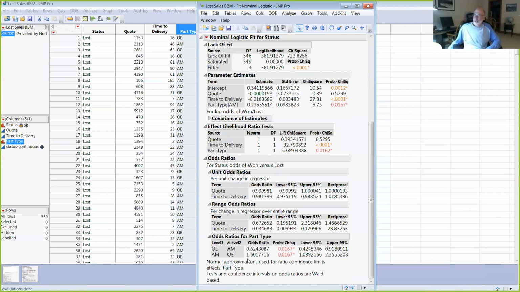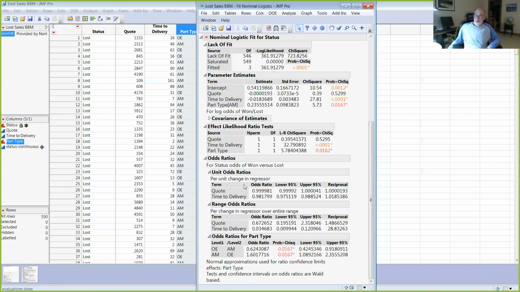And so what it's saying is the estimated odds ratio is 1.6. That's saying if it's an aftermarket part, you have about 1.6 times the odds of winning the bid as if it was an original equipment part. The confidence interval for that ranges from about 9% higher odds to 136% higher odds. So the odds of winning the bid are from 9% higher to 136% higher if it's aftermarket.